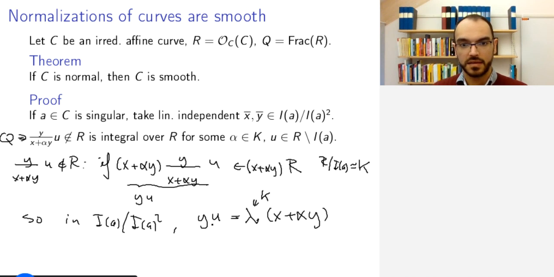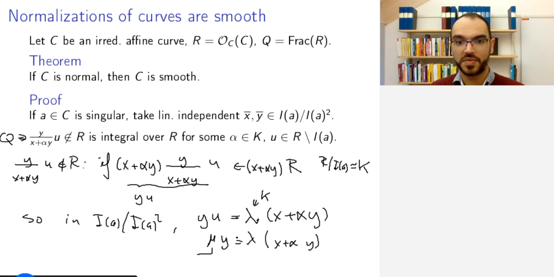And y of u, again, for the same reason, this means that I have mu times y is equal to lambda times x plus alpha y, where mu is, so to speak, the R mod I of A part of u. And this is not zero because u is required not to be in the ideal. So a non-zero multiple of y has to be a multiple of this element, and this cannot happen because of linear independence. So this shows that this element is not in R.